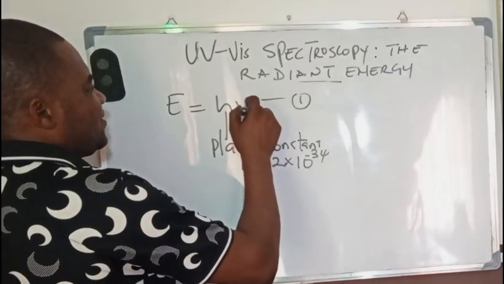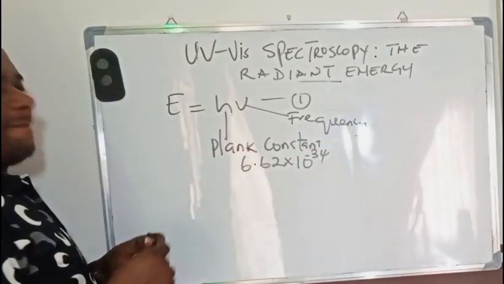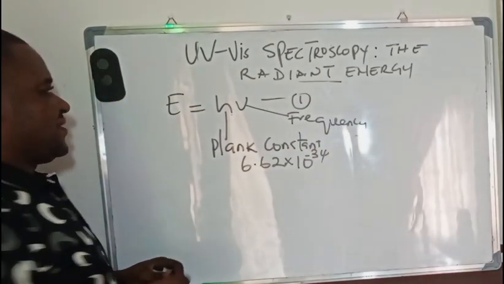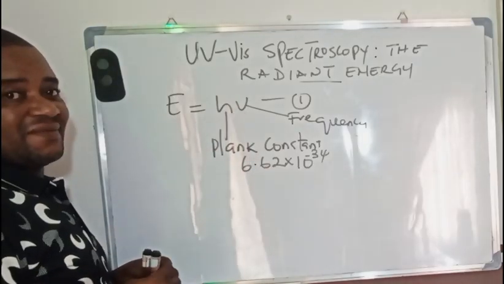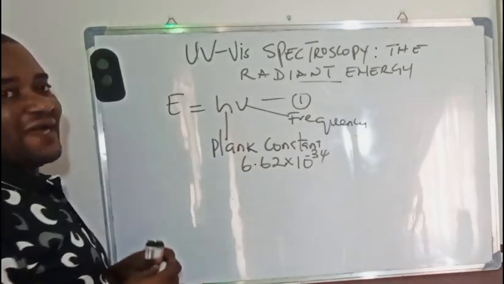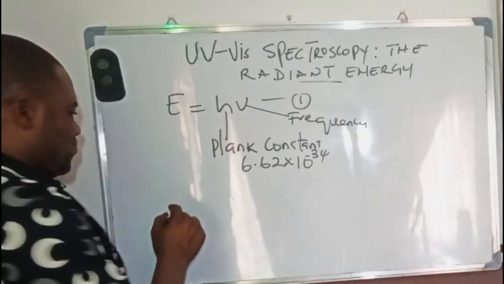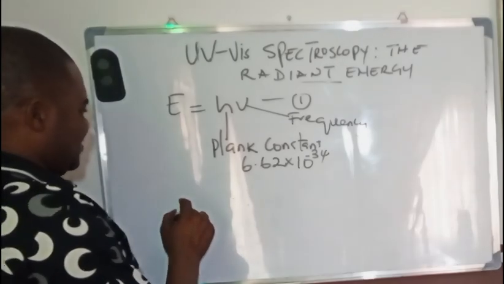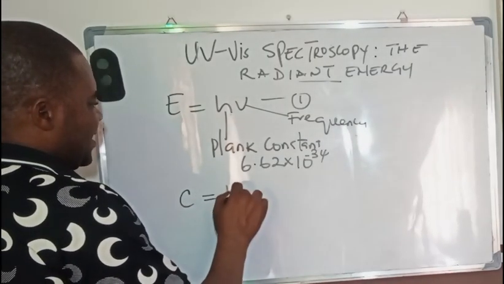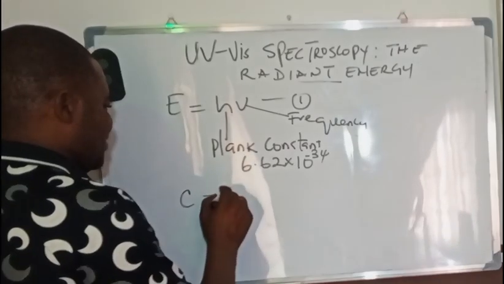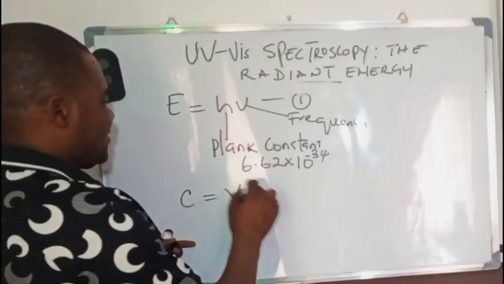And ν, of course, is your frequency. You must take note of this. Now, this Planck constant and the frequency build up what you define in that product as energy. But there is also another equation, which simply says that c is equal to ν times λ.